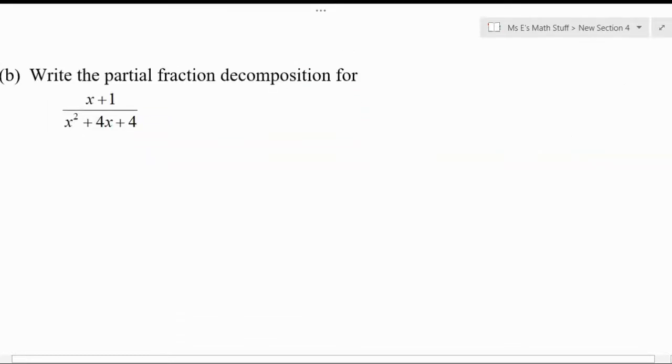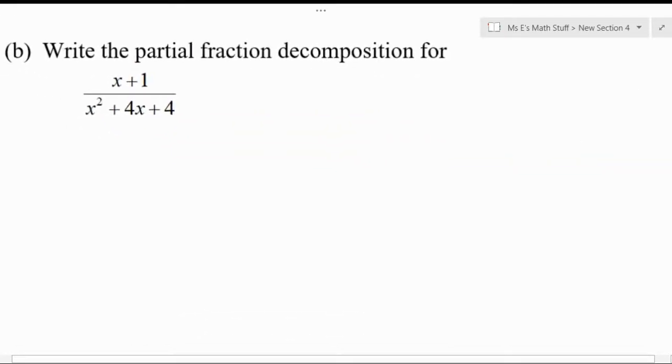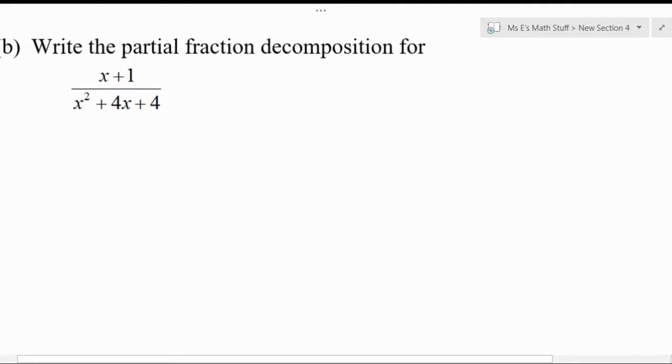All right, my friends, now that you know what the form would look like for part B, I'd like for you to go ahead and start with that form and then see if you can finish the process out to figure out what the partial fraction decomposition is for x plus 1 over the quantity x squared plus 4x plus 4.